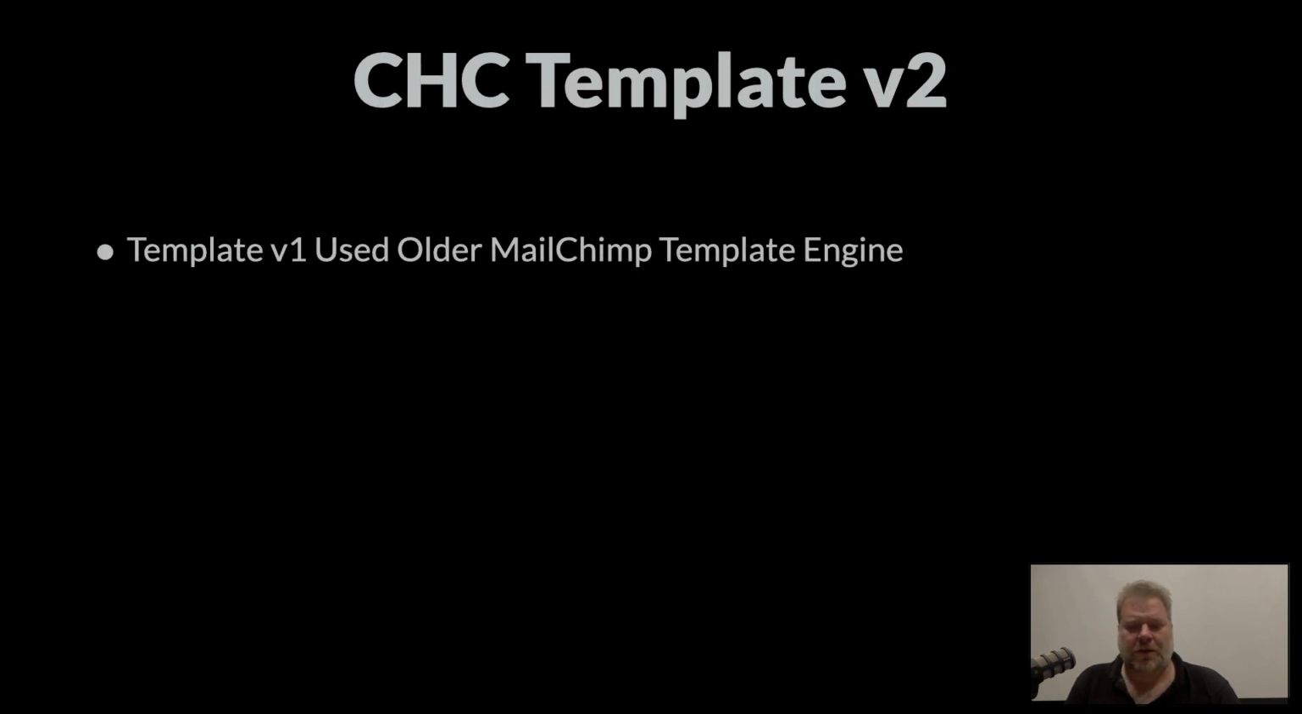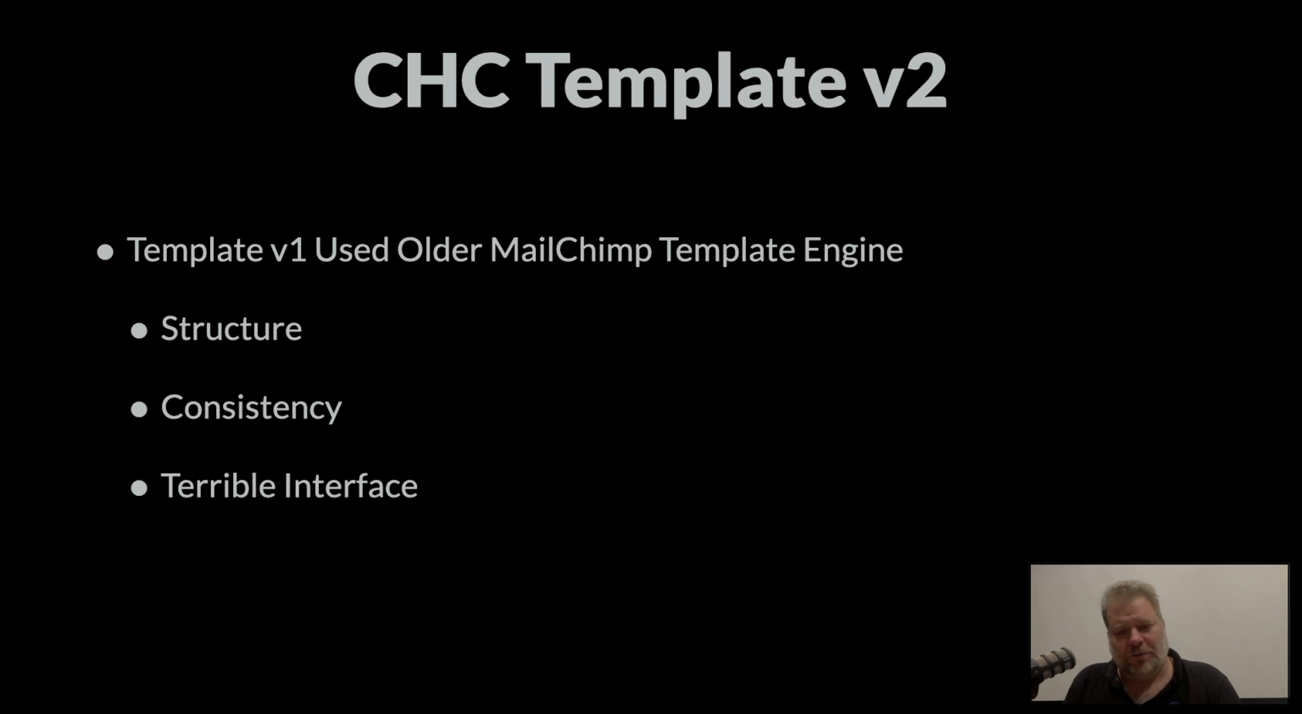Okay, powering along, template V2. Template V1 used the old MailChimp template engine. We did this quite deliberately because it gave us a consistent structure. As you know, the spots where you were able to put in the image placeholders and the text placeholders were quite defined, and it meant that with different authors we could get a consistent output on that old design.